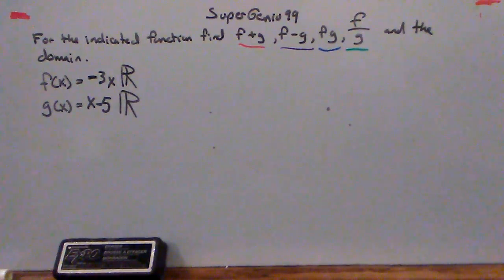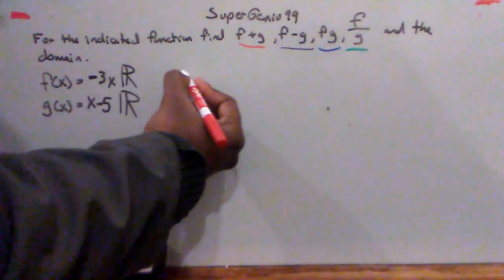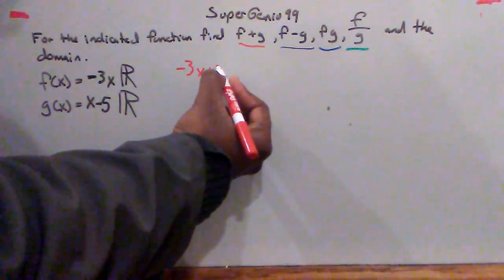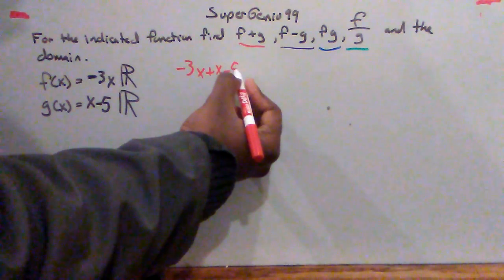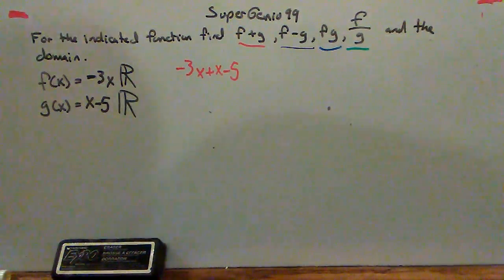And the two main things that make a function undefined is fractions and radicals, particularly a zero in the denominator of a fraction, and then negatives in the radical. Okay, so let's just go and get started. F plus g, what is that? Okay, so what's negative 3x plus x?